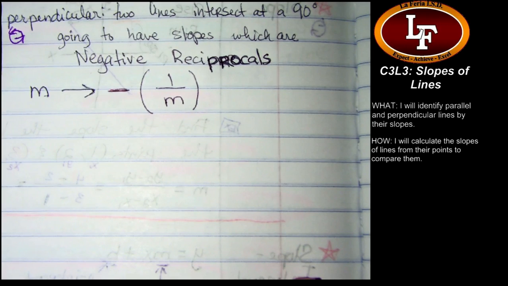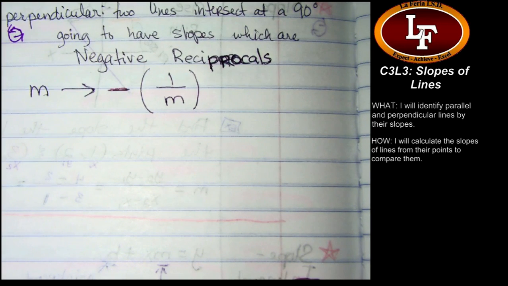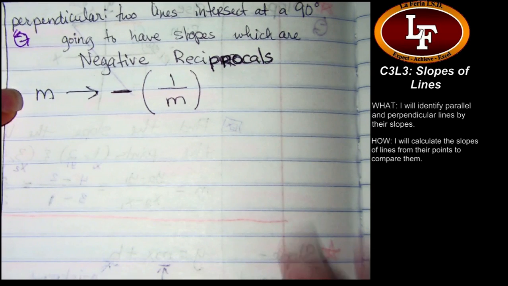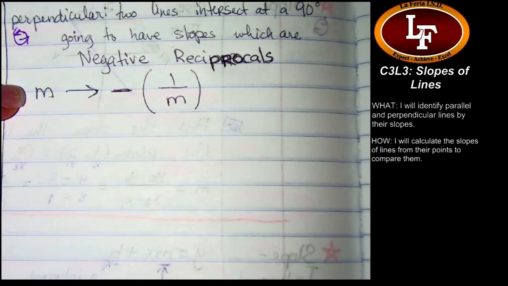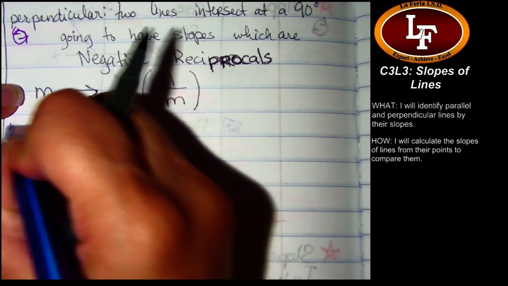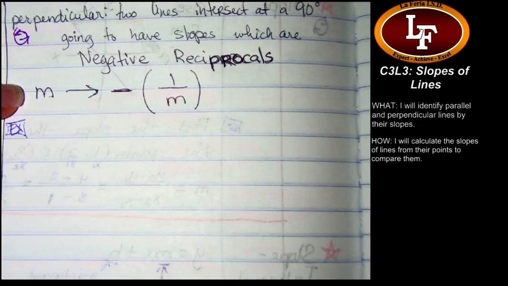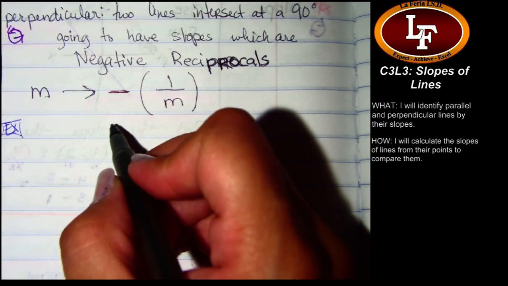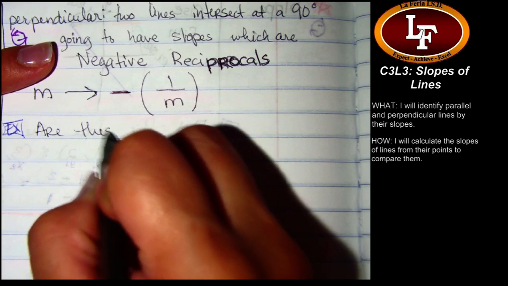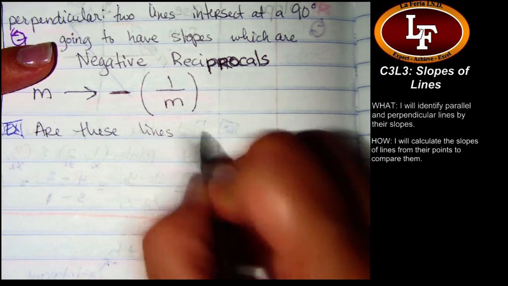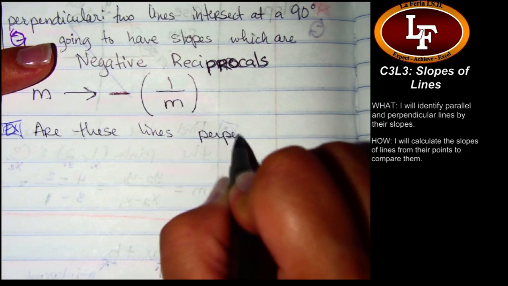There's a check. Okay? If you don't know if the two numbers you're looking at are negative reciprocals of each other, there's some sort of decimals or the fractions don't seem to line up right, we have a really easy check. And we're going to do that check as the example. Are these lines perpendicular?